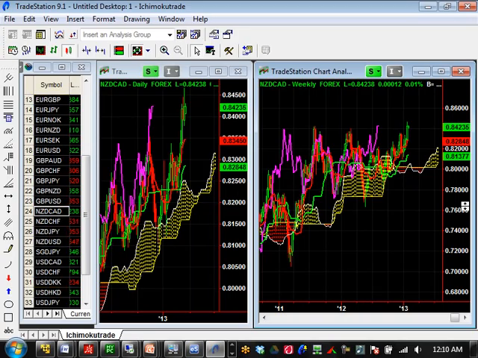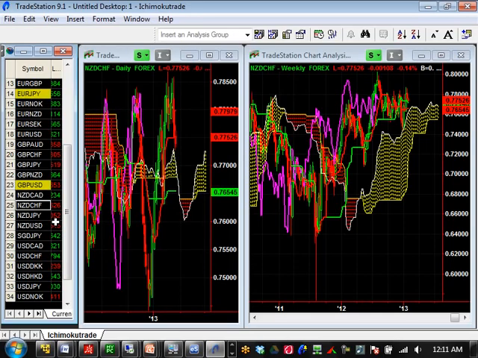So the minor support is 83.45. The major one's going to be basically roughly around 82.48. But I'd really like it to hold 83.45. Hold there, pull back to that level, and at that point hold it to pretty much go higher.